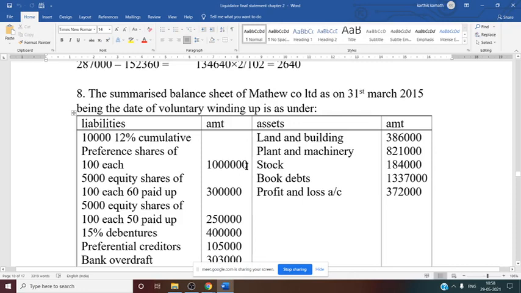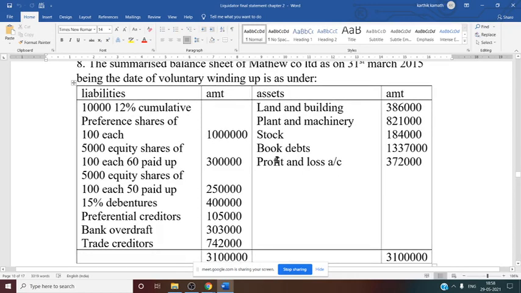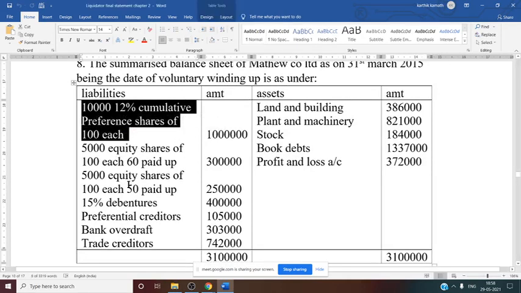If you see the asset side, land and building, plant and machinery, stock, book debts and profit and loss account information is given, and the total of the asset side is 31 lakh. On the liability side, there are cumulative preference shares of 100 each, 10,000 12% cumulative preference shares. So the value of that preference share is 10 lakh rupees.